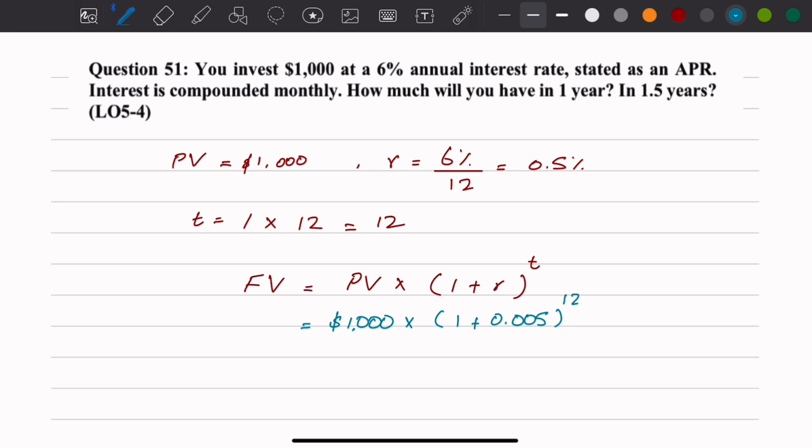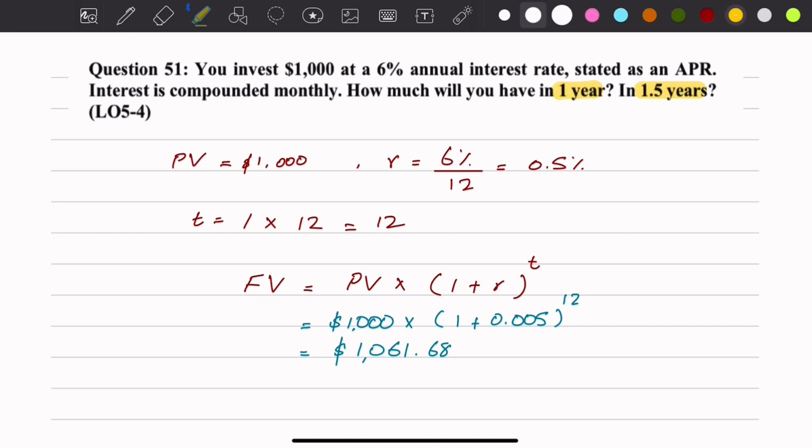Now all you need to do is use a calculator to find your answer. So 1.005 to the power of 12 multiplied by 1,000 gives me $1,061.68 rounded. That was for the first requirement, for 1 year.